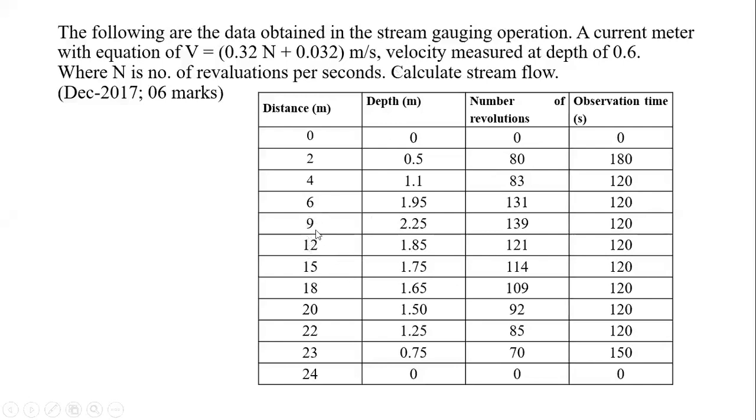6 to 9 is 3, 9 to 12 is 3, 12 to 15 is 3, then 15 to 18 is 3, then 18 to 20 is 2, 20 to 22 is 2, 22 to 23 is 1 meter, and lastly also 1 meter. It means that the only parameter changing over here is the average width. Okay, so we have to be precise about this one and we have to solve this.